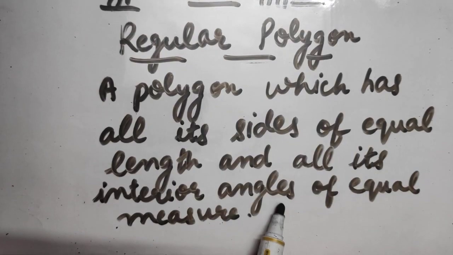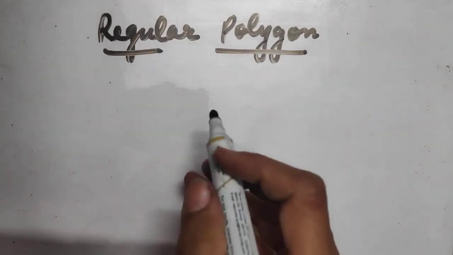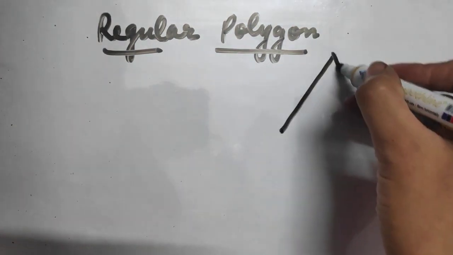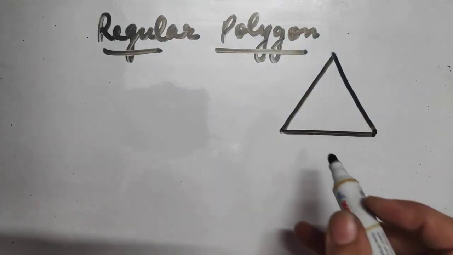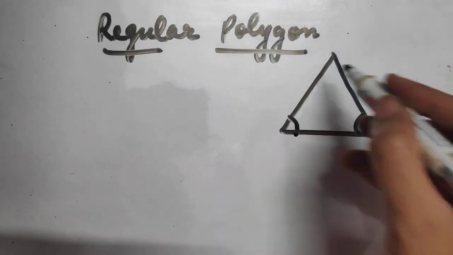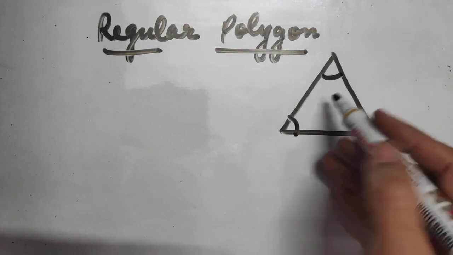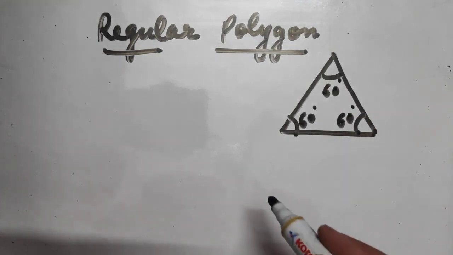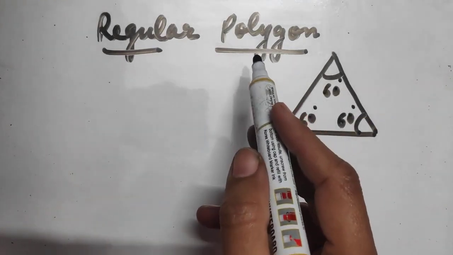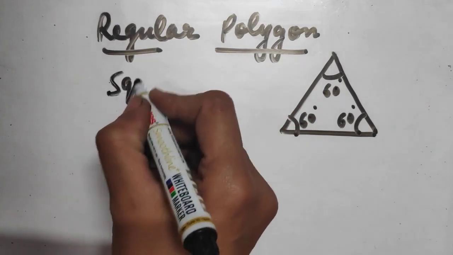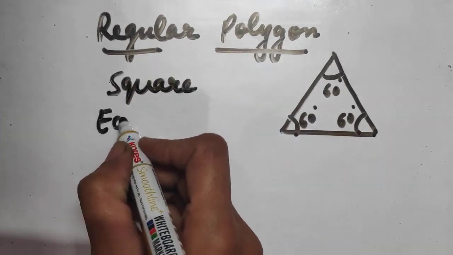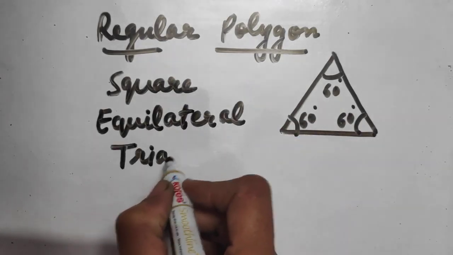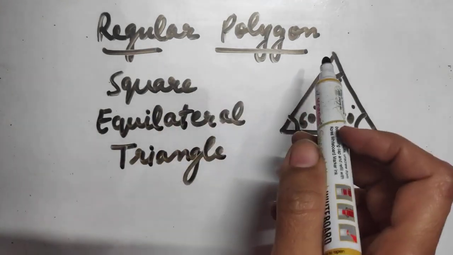So let us see the figure of regular polygon now. An example of regular polygon can be an equilateral triangle, because we know that in equilateral triangle the measurement of all the angles is 60 degree and all the sides are also equal. So this is an example of regular polygon. Another example can be a square. So equilateral triangle and square, these are the examples of regular polygon.